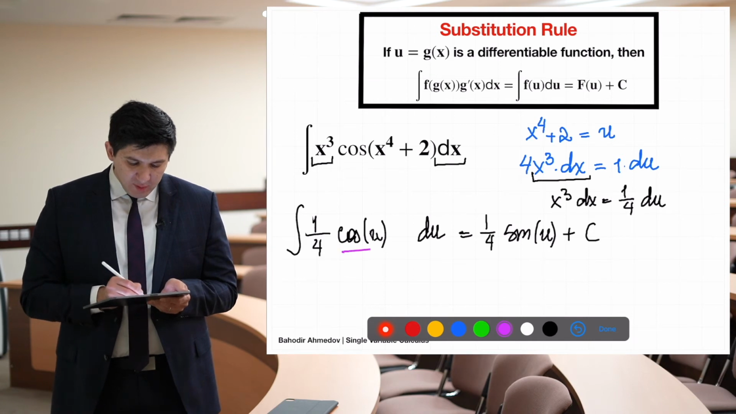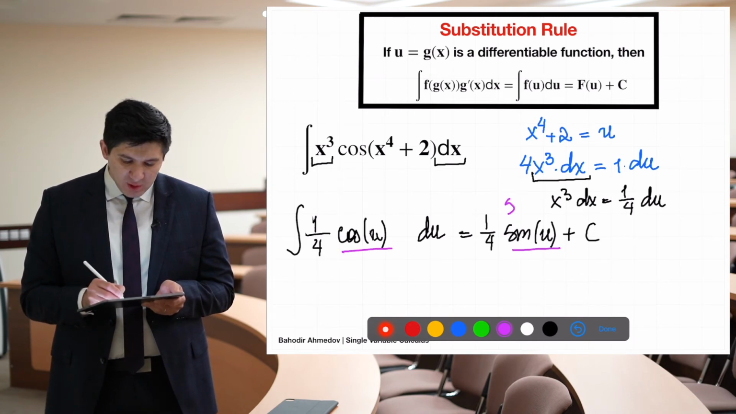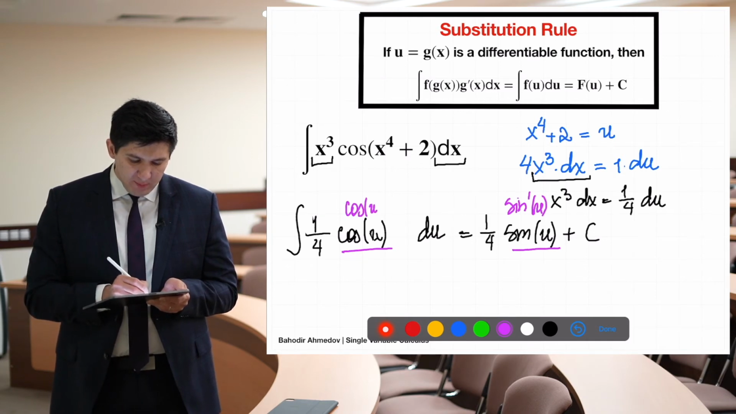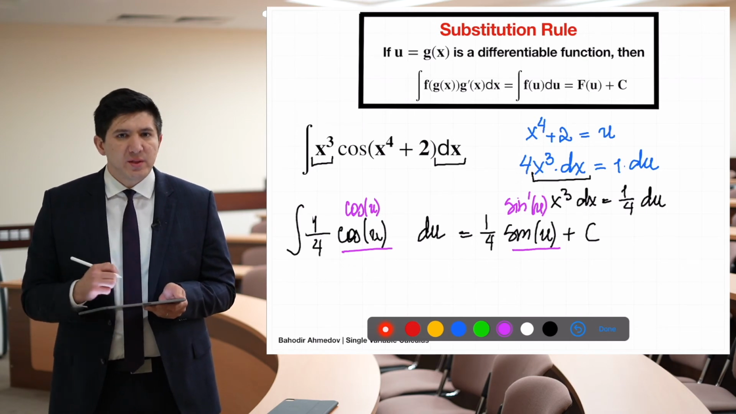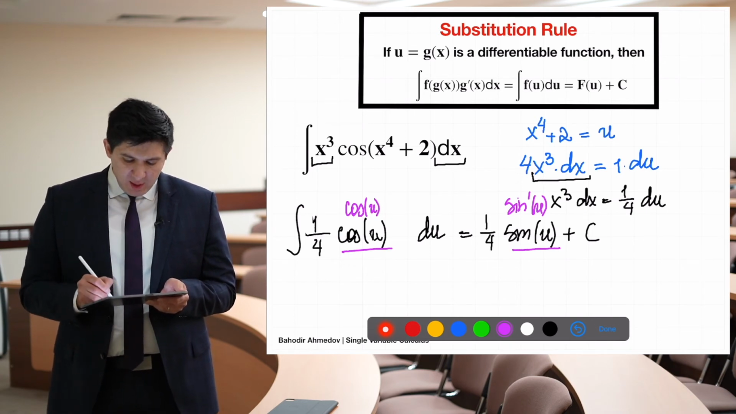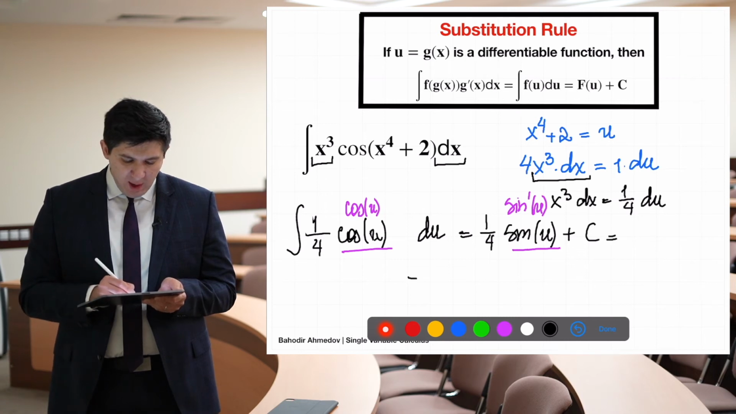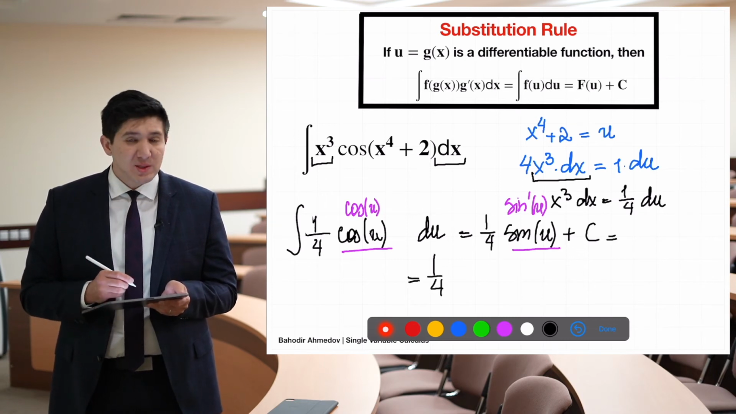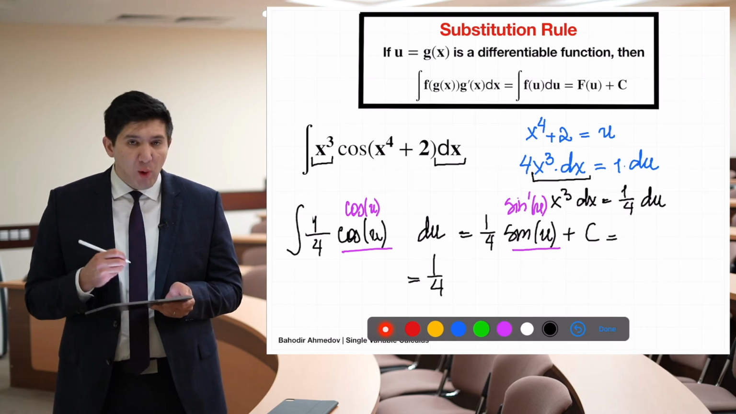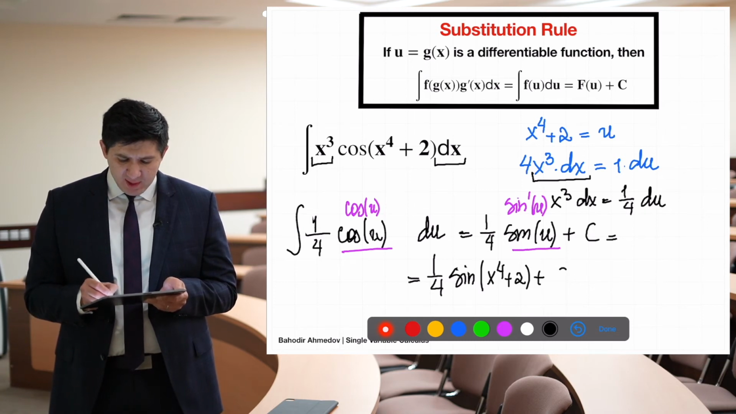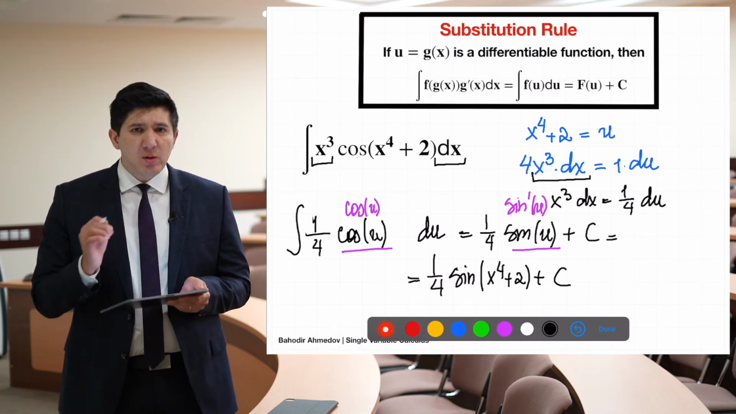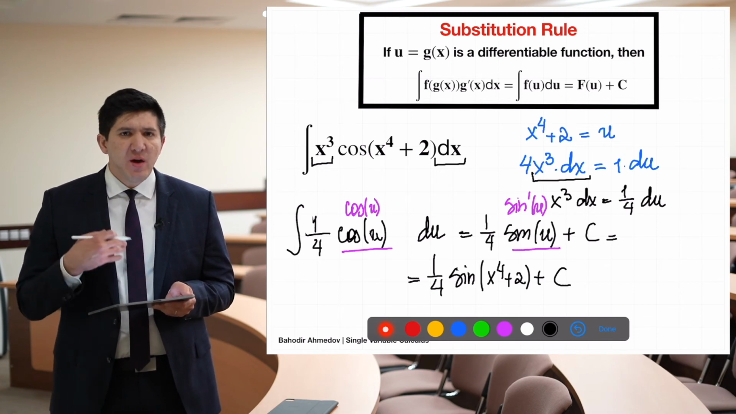Again, the antiderivative of cosine is sine, because if you take the derivative of sine, you're going to get cosine of u. So this is the reason why we're taking sine as the antiderivative of cosine. And then if you want, you can just make the substitution back. You can substitute u with x to the power of 4 plus 2. It is going to be 1 over 4 sine of x to the power of 4 plus 2 plus C. You can always check your answers by taking the derivative of your answer.